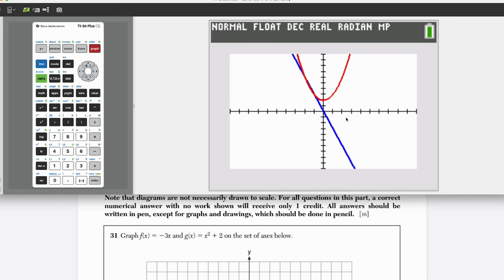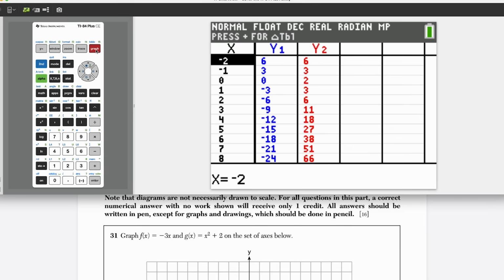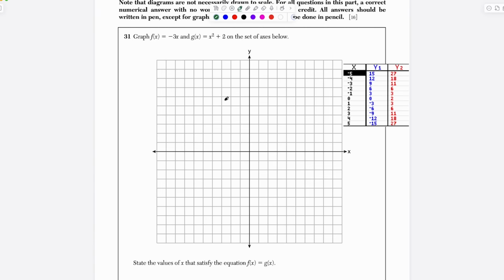But to make this more precise when we transfer it over here, we're going to press second graph to pull up a table, because when we plot the points, we want everything to be as precise as possible. So when I do my graphs, I do like to make a little table on the side just so I could show what I'm trying to draw here on the graph.